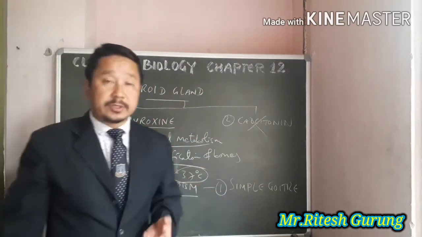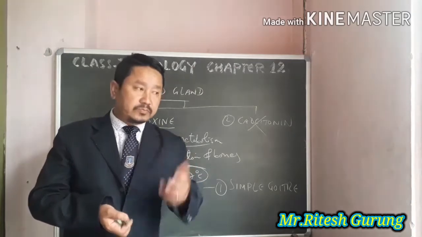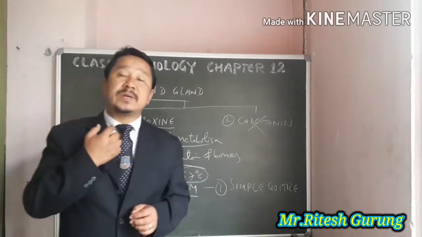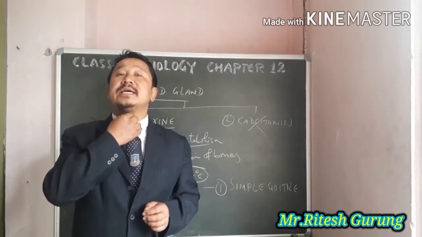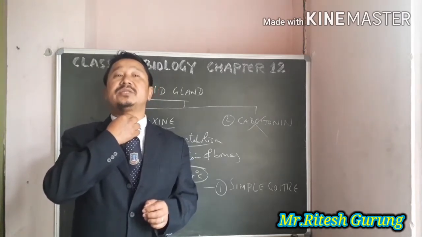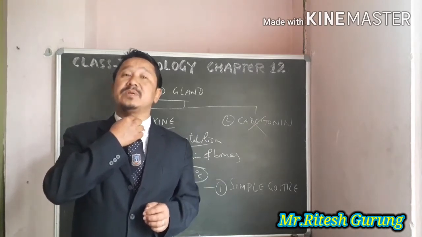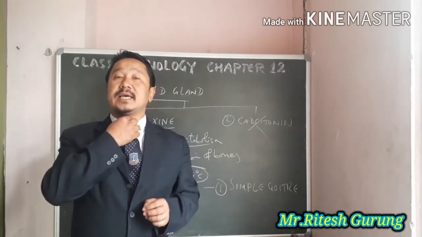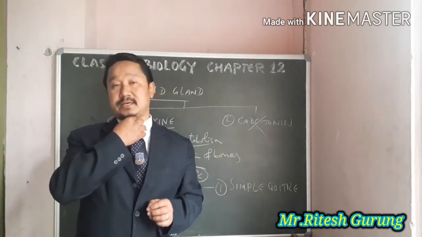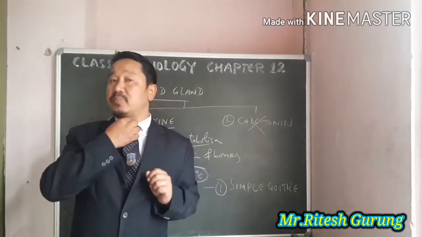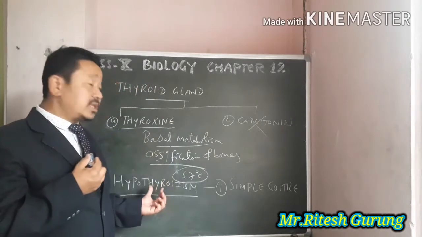Okay, simple goiter. So in simple goiter, what you know is that there is enlargement of the thyroid. This thyroid is enlarged, and it's seen as a swelling here in the neck, which is called simple goiter. That is because of hypothyroidism.